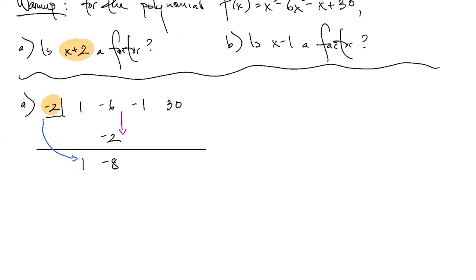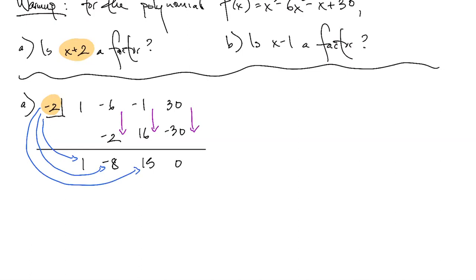And then we keep going. So we multiply. So we get 16. And then we add, which gives us 15. And then we go one more time. -2 times 15 is -30. And we add, and we get 0, okay? So that's the basic process of synthetic division.